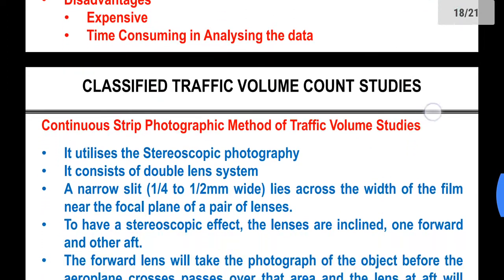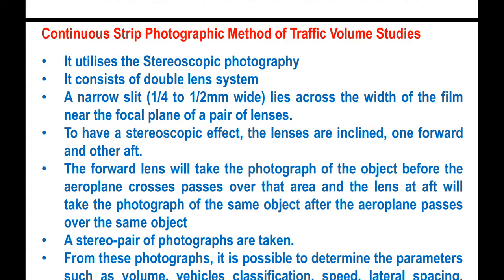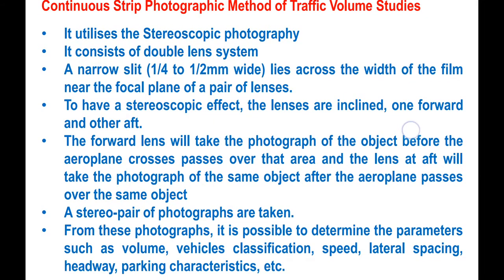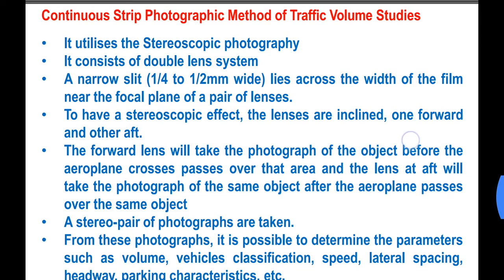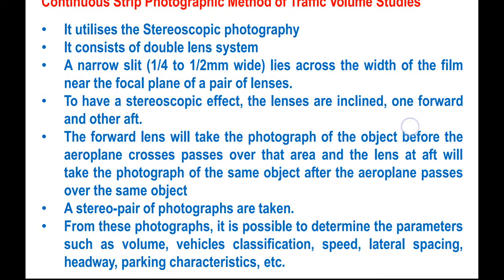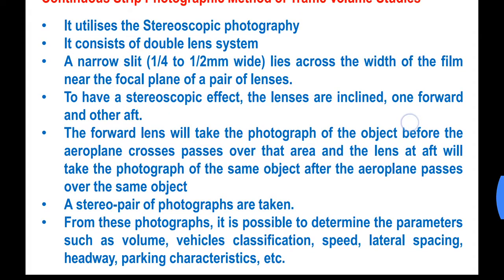Now, continuous strip photographic method of traffic volume studies. In the continuous strip photographic method, the photos are continuously taken at a fixed time interval. There is a fixed time interval in which the photos are taken. It utilizes stereoscopic photography.